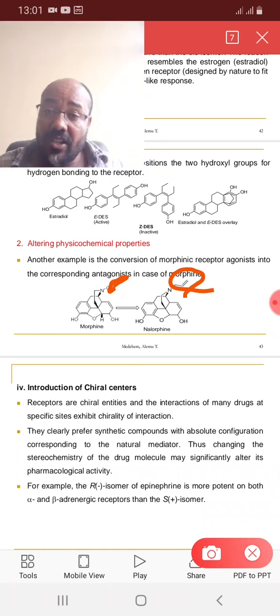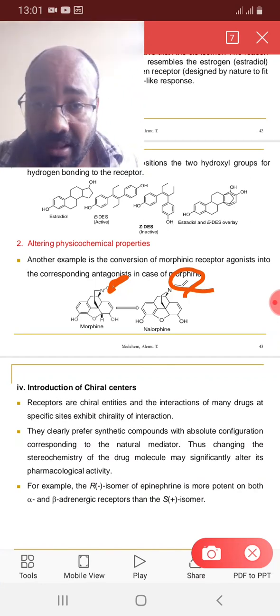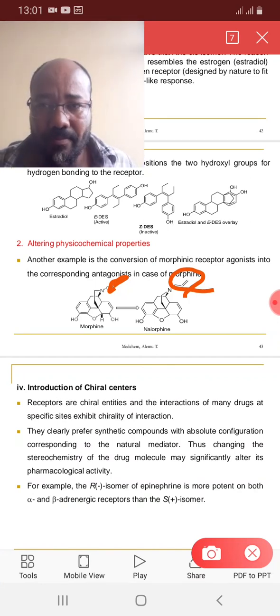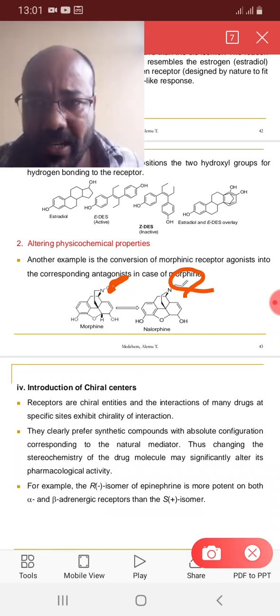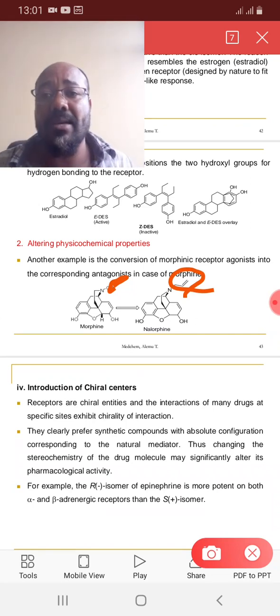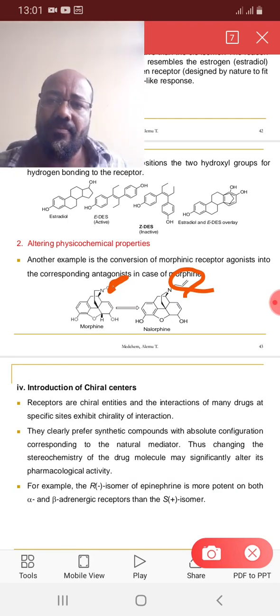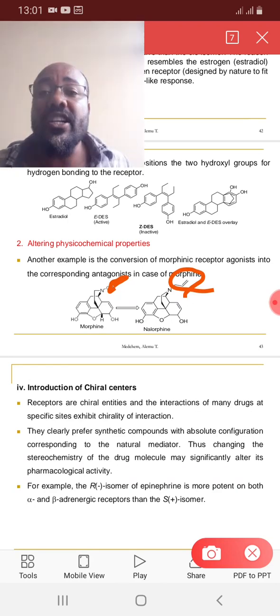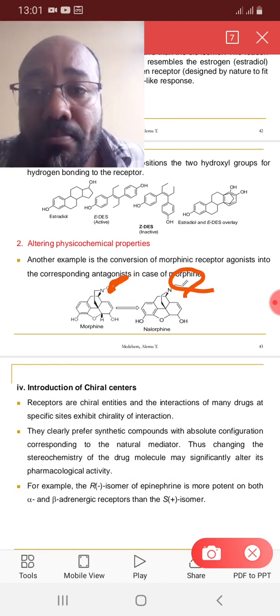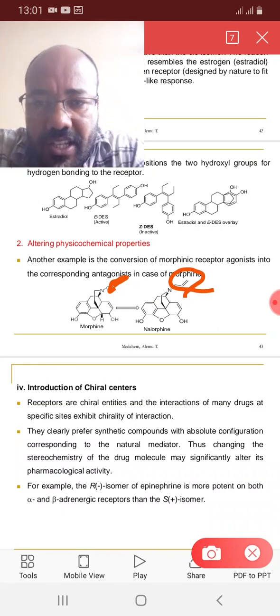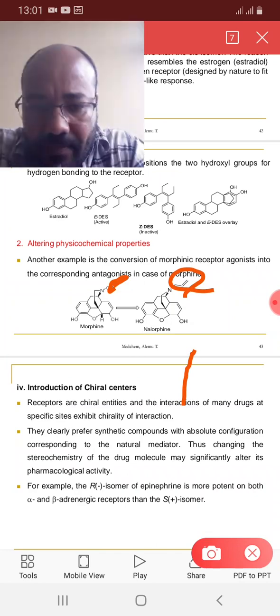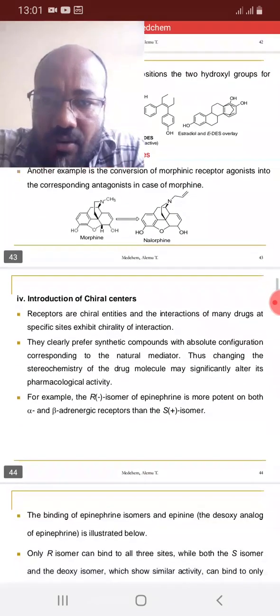Therefore, introduction of a double bond has these two probabilities. First, formation of cis-trans or geometrical isomerism, and these geometrical isomers may have different activities. The second is that introduction of a double bond may also change the physicochemical properties, converting agonist into antagonist.